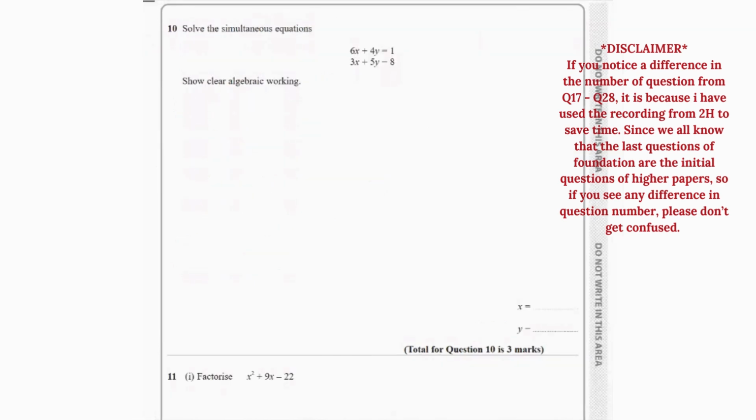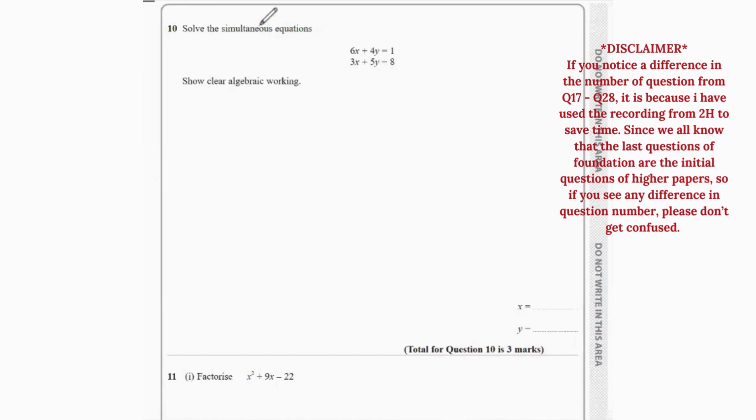Question 10 says solve the simultaneous equations, show clear algebraic working. So when you're solving simultaneous equations, you can either use the substitution method or the elimination method. When the coefficients of x and y are both greater than 1, we always go for the elimination method, because with substitution we'll have fractions and it's going to be lengthy and time consuming to solve the equation.